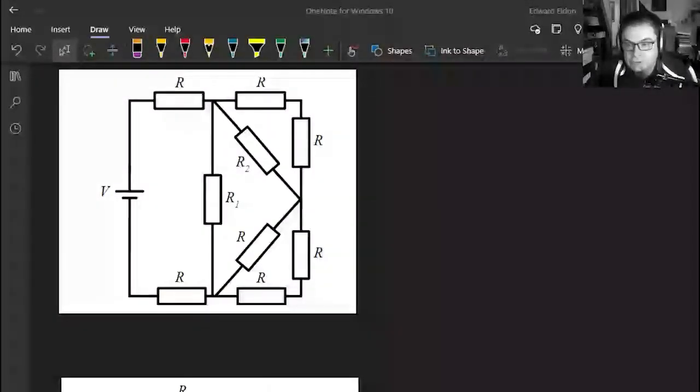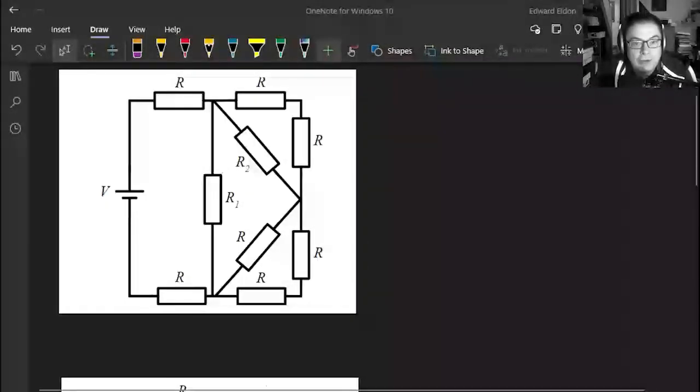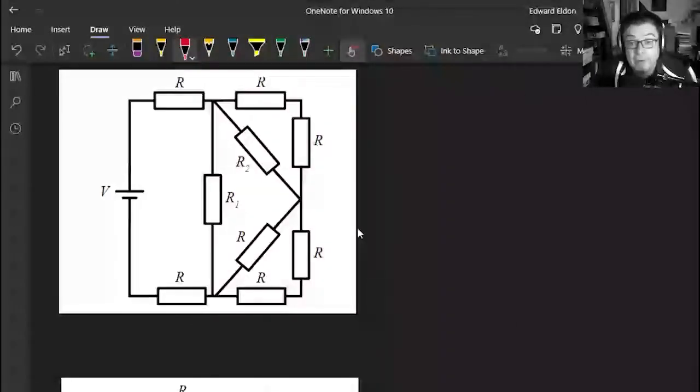Here we have the actual circuit drawn out as it was in the question, and we'll start by looking to see whether there are any resistors that we can definitely say are in series or parallel, and then we could deal with them first. Well, clearly these two are very much in series, so we can get rid of this one and just add them together, and this now becomes 2R.